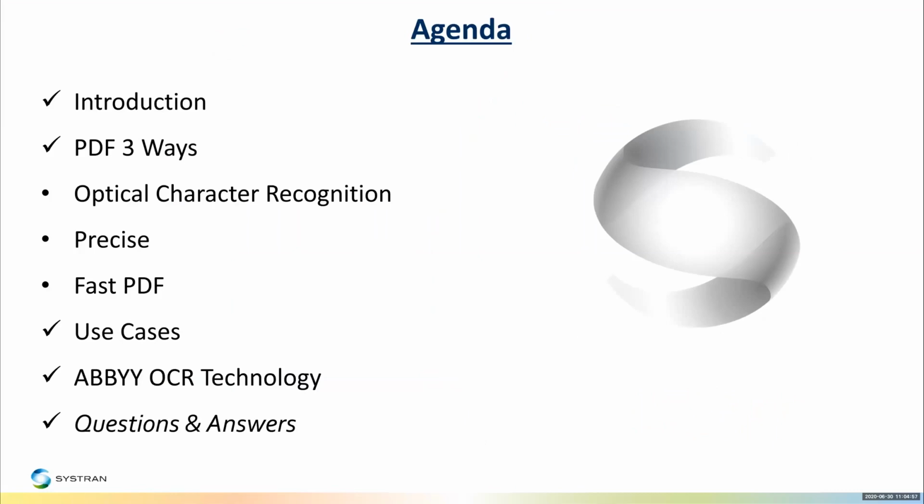So today's agenda is I'm going to show you the three capabilities of translating PDF, which is through OCR, that is optical character recognition, through precise mode, and fast PDF. After a brief theoretical introduction, I'll show you the live use cases, how PDF documents can be translated using each of these. And then I'll be handing over to Larissa. She's going to join from ABBYY, and she'll show you the differentiating factors and capabilities of OCR technology. We'll wrap up with questions and answers after that.